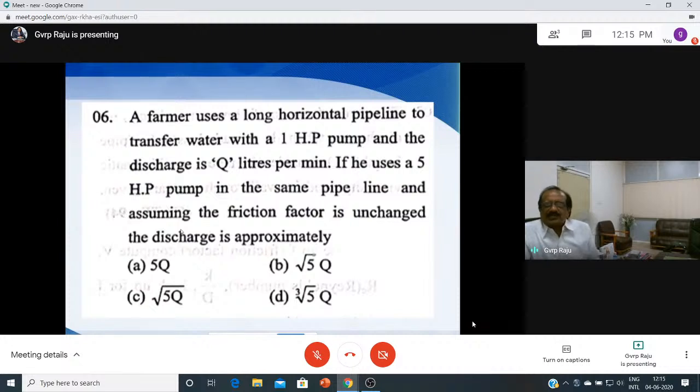So this is another question here. A farmer uses a long horizontal pipeline to transfer water with a 1 HP pump, and the discharge is Q liters per minute. If you use a 5 HP pump in the same pipeline, assuming the friction factor is unchanged, the discharge is approximately what? So the power has increased from 1 to 5 HP without changing the friction factor. What happens to discharge? That's the question.